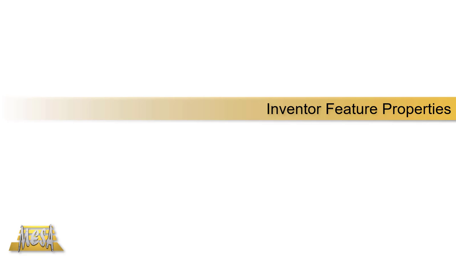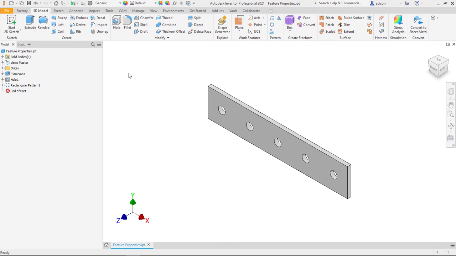In this video, I'd like to share how you can create some conditional suppression of features using feature properties in Inventor. I wanted to share this because last week I had a support call and the solution was actually to use feature properties to accomplish what the user wanted to do.